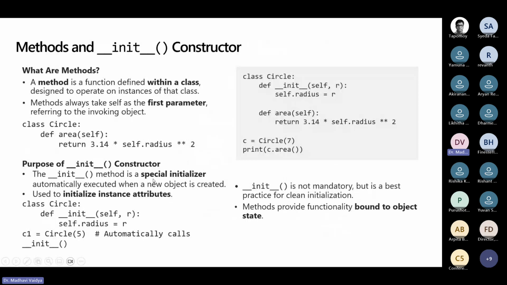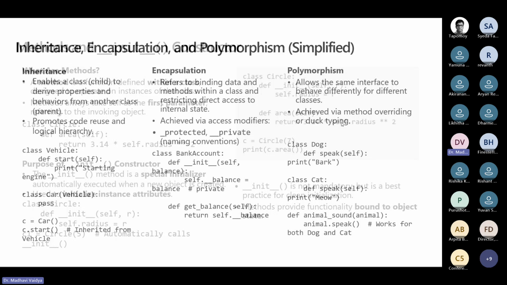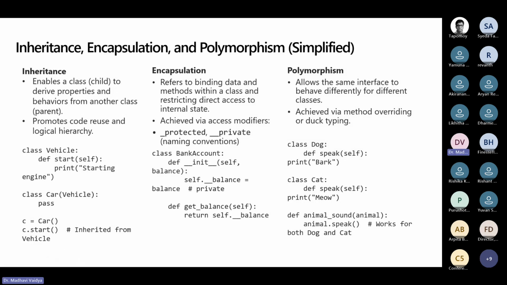Okay, so the init constructor is a special initializer automatically executed when a new object is created. Fine. So here you can see the class circle where the init constructor has been given and two parameters are passed. Self is required to be passed, and R. Okay, R is the argument for calculating the circle. If it is the rectangle's area, then it will be L and B. If it is the square's area, then that would be side. Okay, so self.radius equal to R, and def area self, and then we are calculating it. So these are the different features.